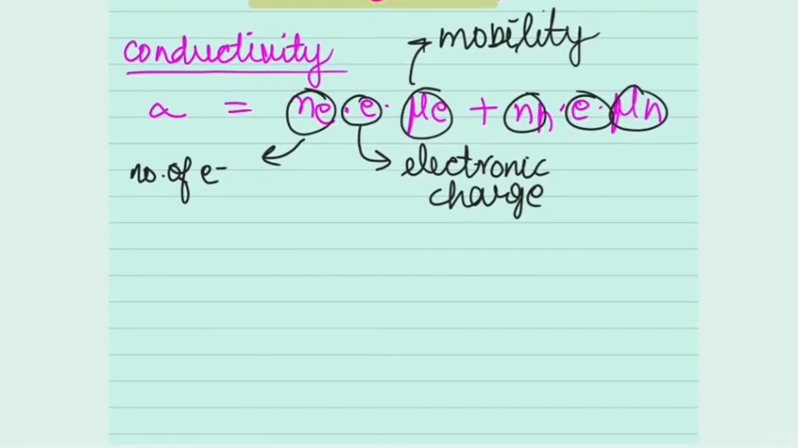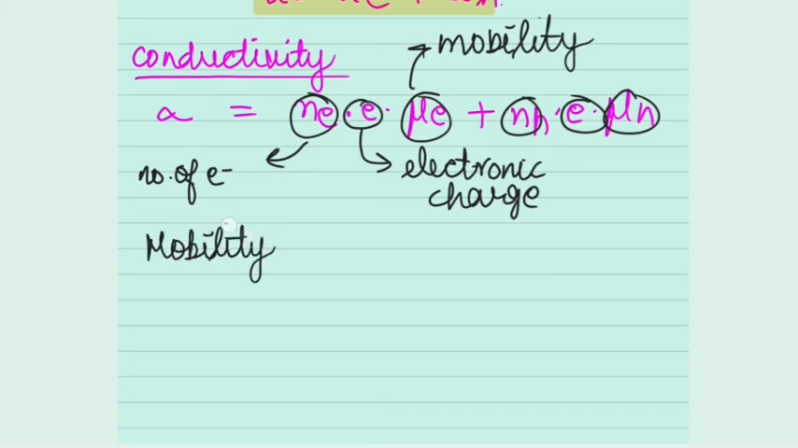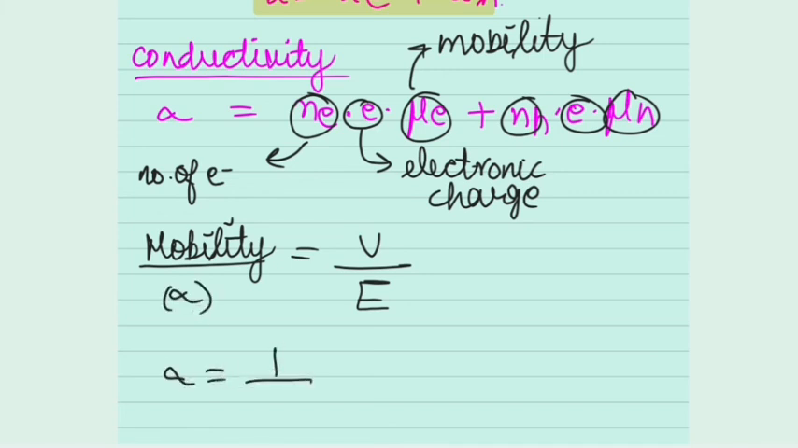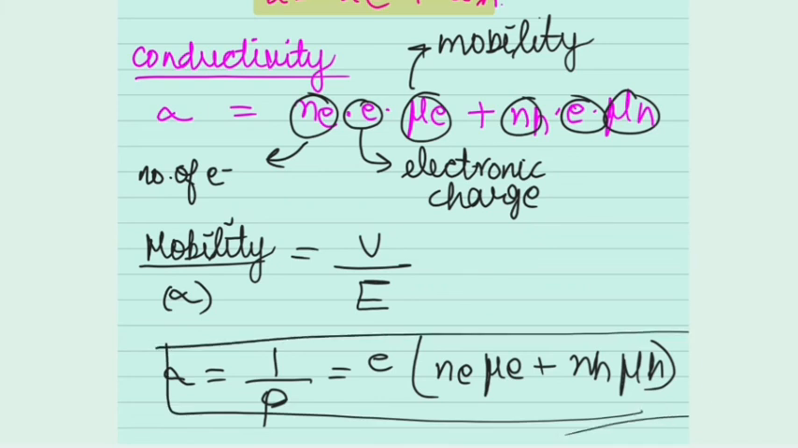Now let us talk about what we mean by mobility. So what is mobility? Mobility is the drift velocity per unit electric field E that we have applied. The conductivity is denoted by sigma. This sigma is equal to 1 upon rho, and this will be equal to E, as we are taking it common, times Ne mu E plus NH mu H. So this is one important relationship that you have to learn, that conductivity will be equal to E multiplied by Ne mu E plus NH mu H.